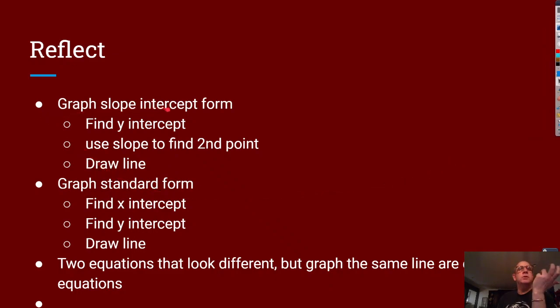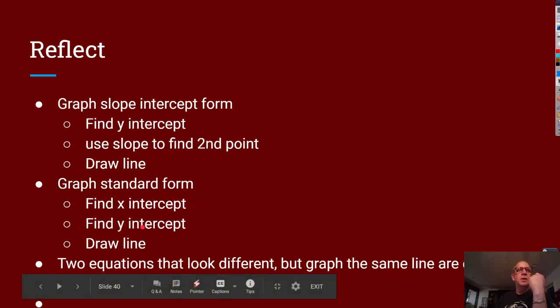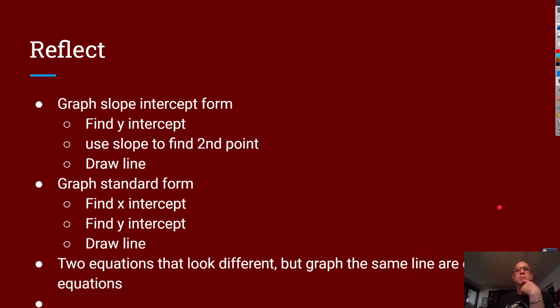So to graph slope-intercept form, we find the y-intercept from the equation. We find the slope from the equation to find the second point, and we draw a line. To graph in standard form, we find the x-intercept by setting y to 0 and solving for x. We find the y-intercept by setting x to 0 and solving for y, and we draw a line between those 2 points. And then we also know that two equations that look different but graph the same line are equivalent equations.